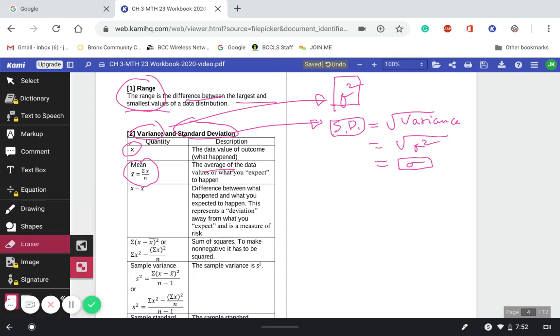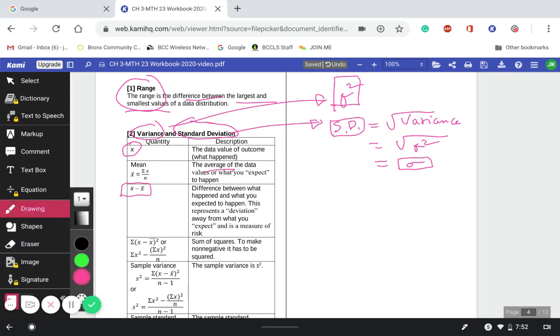Then what is x minus x bar? X bar was what? Mean. It is the difference between the input data and the mean value. So the difference becomes how much you're off from the mean value. So it's the difference between what you expected and what happened. So x is what happened, and x bar is what you expected. Mean value is always the expected value.